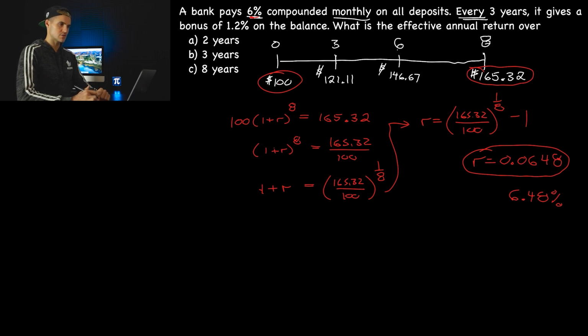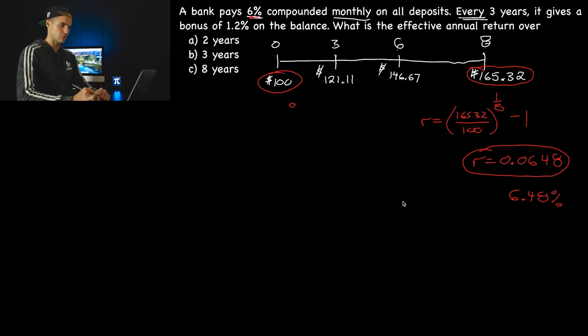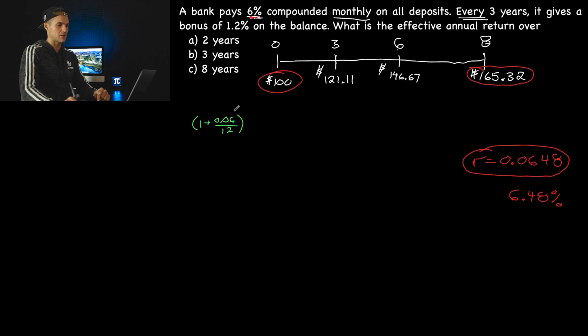Now, what if you wanted to set this up as just one equation, so we don't have to think in these interval terms, with the bonus happening here, then the bonus happening here, etc.? What if you just wanted to write one equation, just one line, in order to solve for this R value? So what we would do is, let's go in order. For the first 3 years, you are going to earn that 6% compounded monthly, right? So that's going to be 3 times 12. That's going to be to the power of 36.